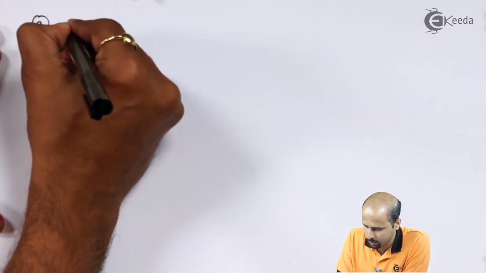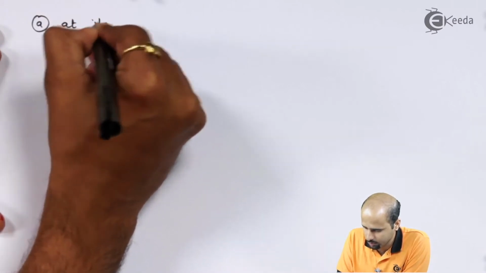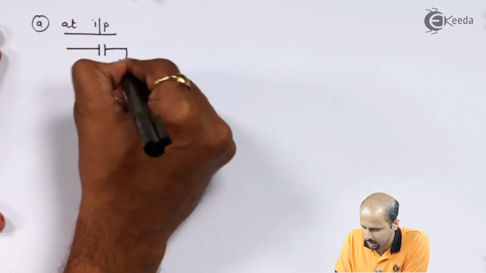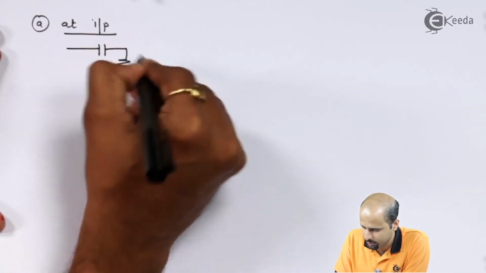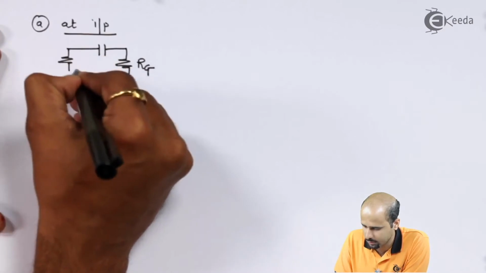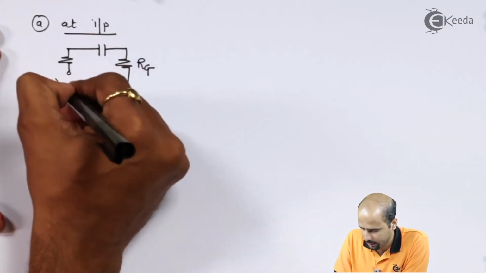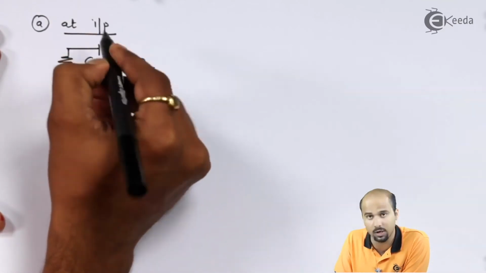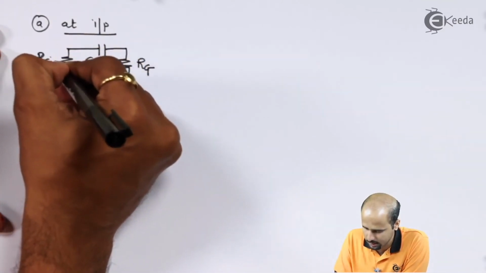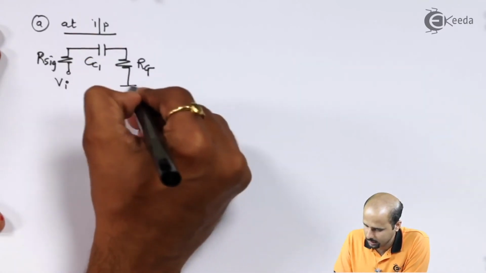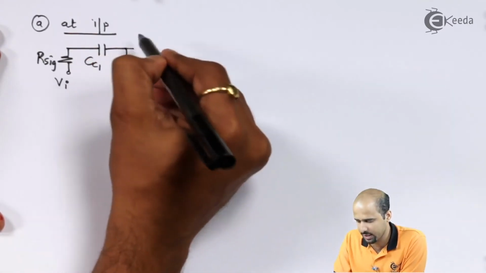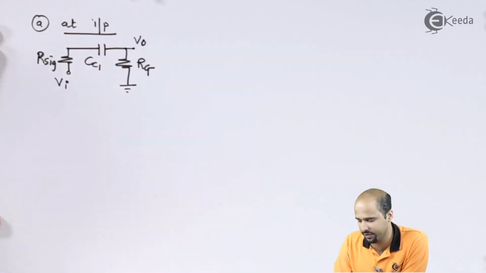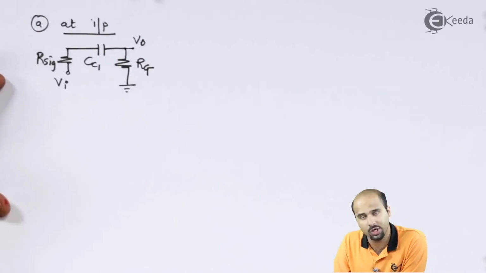So part A will be at the input. If we take the input side, we will get this capacitor, this is RG, and this is the signal. Here it is connected to the input. The value is CC1 for the capacitor, this is our signal, and this is obviously connected to the ground. Now, as I suggested, this is VO and this is VI.